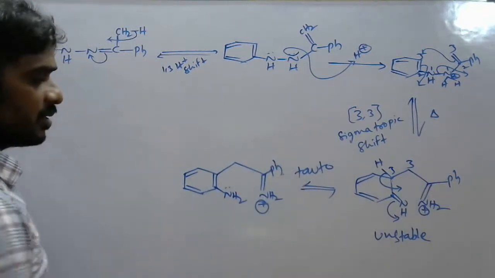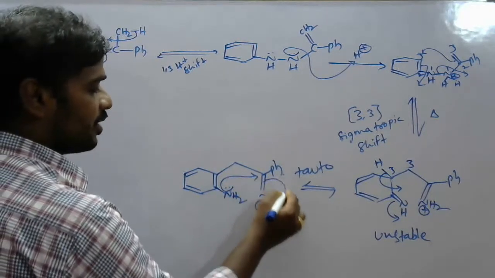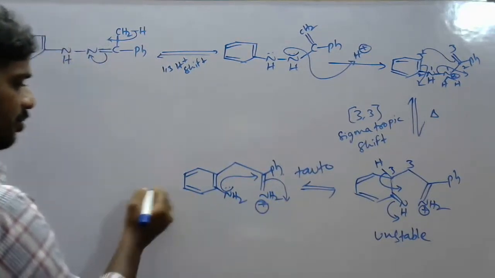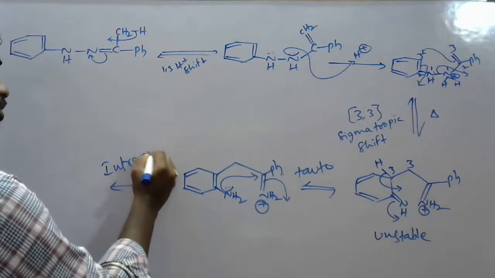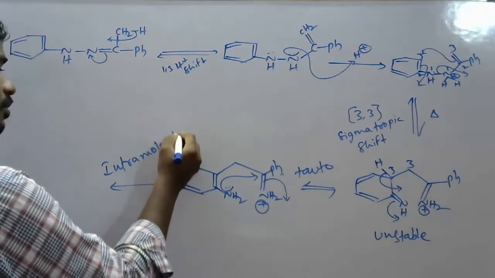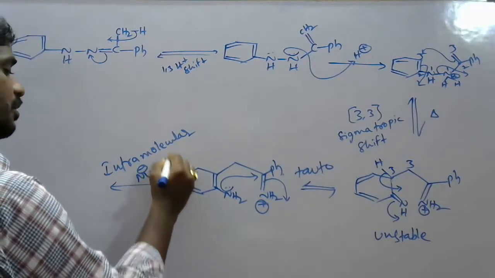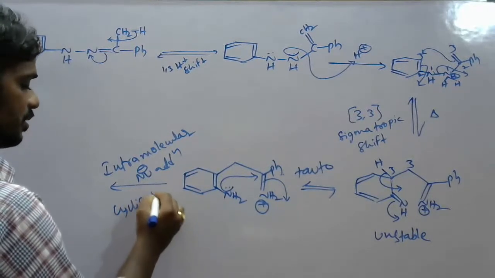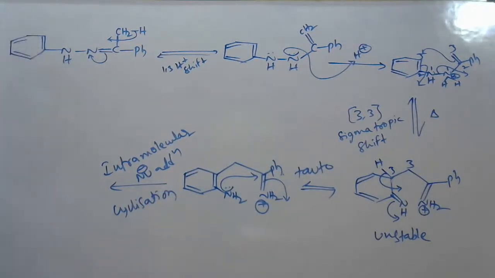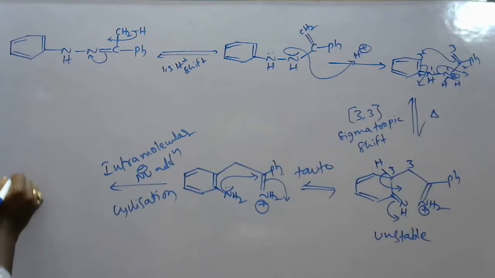So then here an electrophilic center is there. This acts as the nucleophile attacking here. This is an intramolecular nucleophilic addition. This step is a cyclization. Then how many members in the ring formed? 1, 2, 3, 4, 5. The result is a 5-membered ring formation.